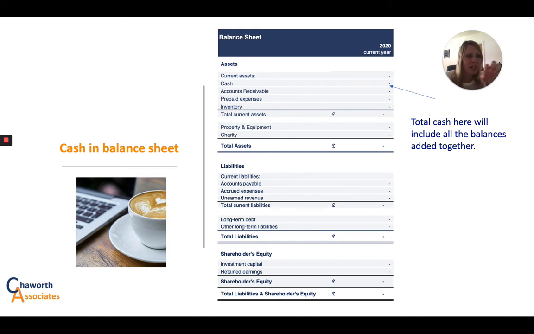So that one little line there is, for me, one of the most important figures in your financial statements. Not just because it means that you've got cash and that's a good thing because your cash flow isn't a problem, but also because if you're happy with that cash figure, a lot of the other balances will naturally be right. So I cannot tell you how important it is that you have a look at this.